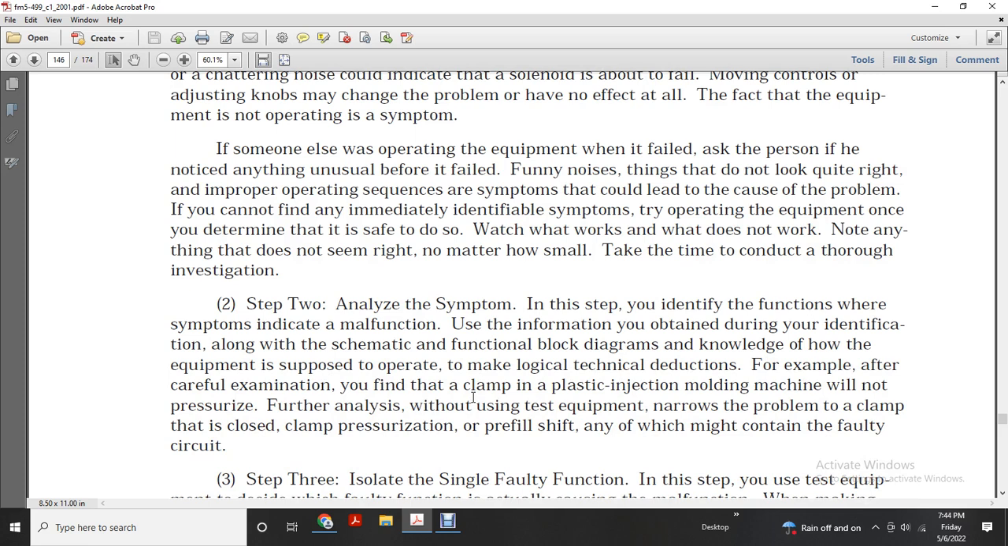Step 2, analyze the system. In the system, identify the function where the symptoms indicate malfunction. Use information obtained during the identification, along with system and functional block diagrams, and knowledge of how the equipment is supposed to operate.